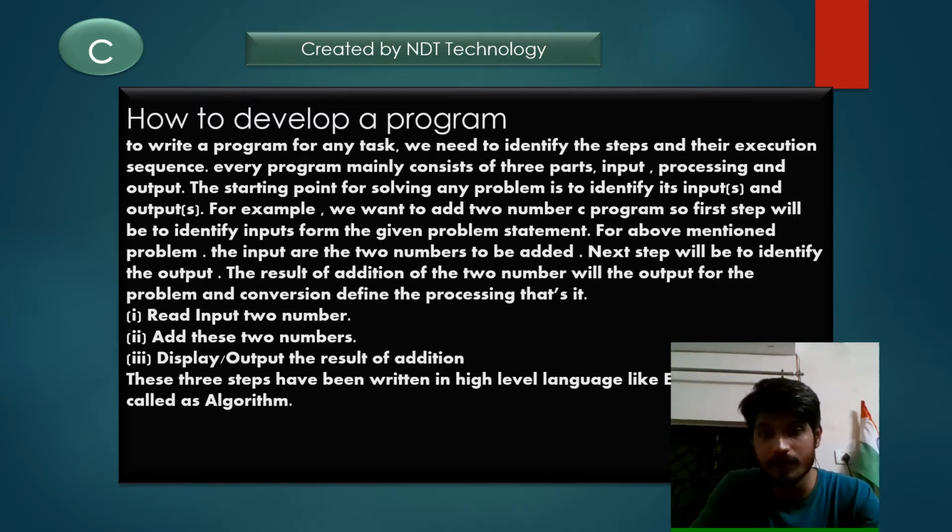For example, we want to add two numbers in a C program. The first step will be to identify the inputs from the given problem statement. For the above-mentioned problem, the inputs are the two numbers to be added, and the next step will be to identify the output. The result of the addition of the two numbers will be the output for the problem.